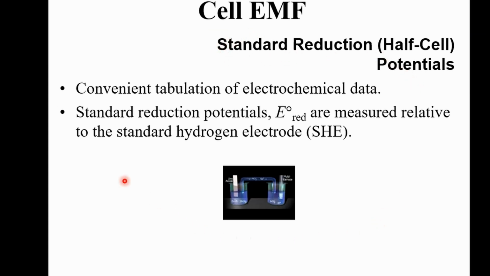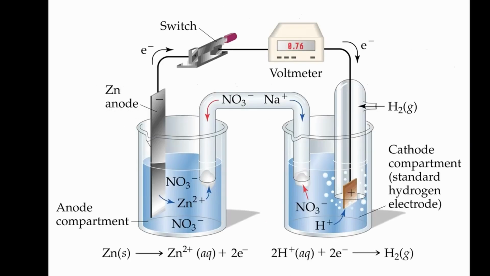So, cell electromotive force and standard reduction half cell potential. What's going on with that? Chemists have tabulated electrochemical data, like thermochemical data. Standard reduction potentials are measured relative to the standard hydrogen electrode, called SHE. Here's a horrible picture, it's not big enough. Here's what it looks like. We typically have a metal like platinum, and protons in solution at 1 molar. We have hydrogen gas at 1 atmosphere, and here's a salt bridge that connects these two compartments electrically.